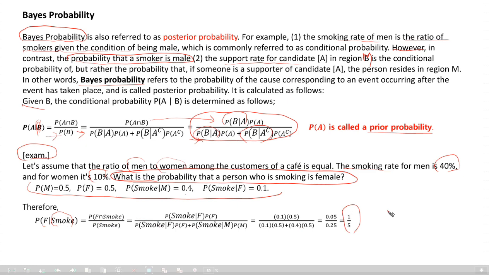Bayes probability is a main tool in Bayesian statistics, which is popular in business school. I introduced Bayes probability shortly here. No more. Okay, that's it for today.